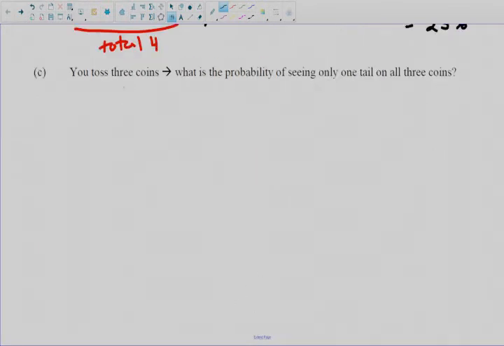So what if we toss 3 coins? What is the probability of seeing only one tail in all 3 coins? So again, tossing 3 coins is like tossing 1 coin 3 times. We start off the exact same way as question B. And then we just do one more line of branches.